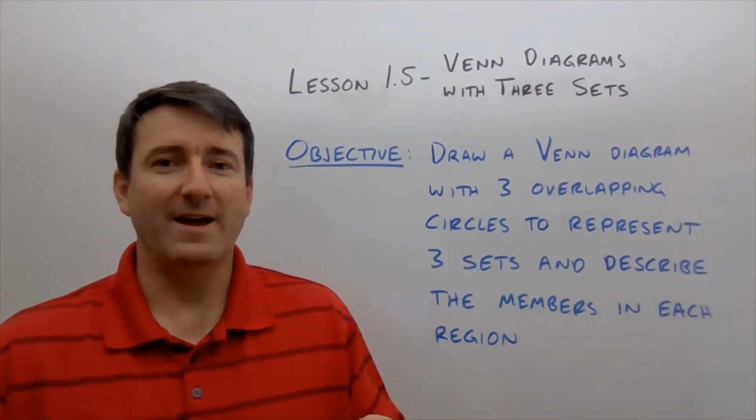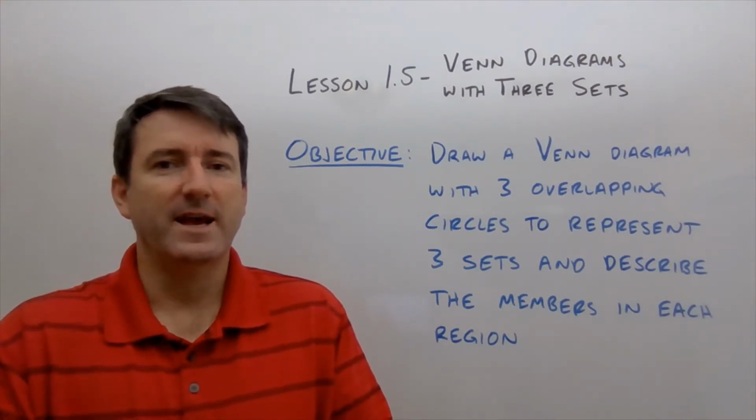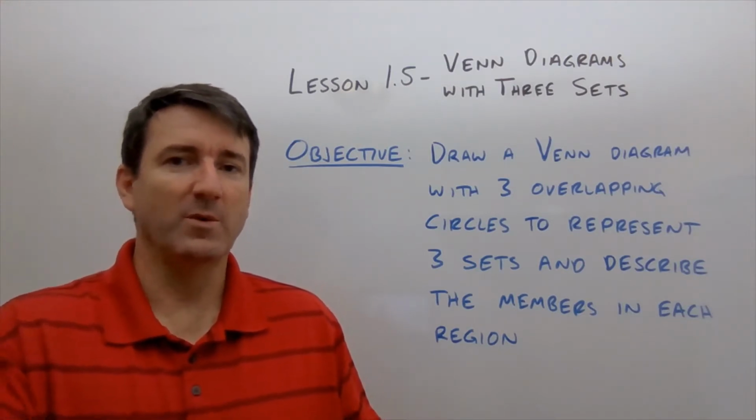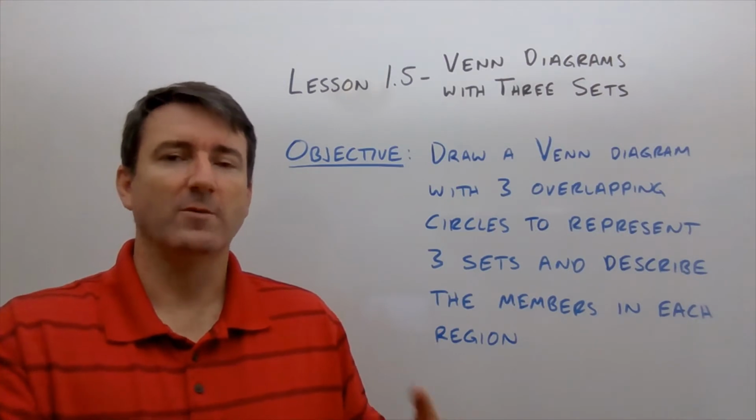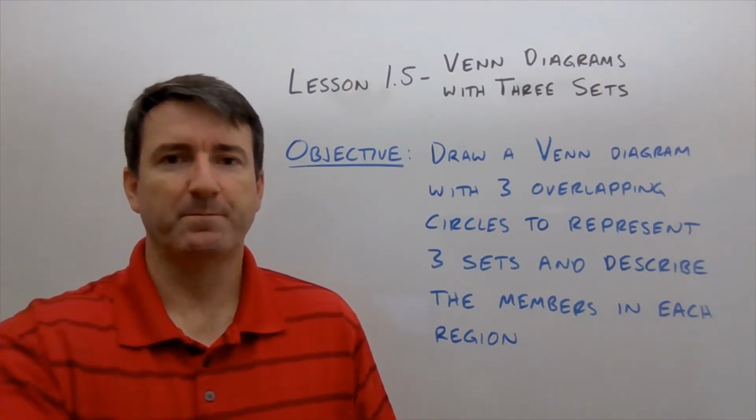Lesson 1.5, Venn diagrams with 3 sets. So our objective for this lesson is to draw a Venn diagram with 3 overlapping circles representing 3 sets and describe the members of each region.